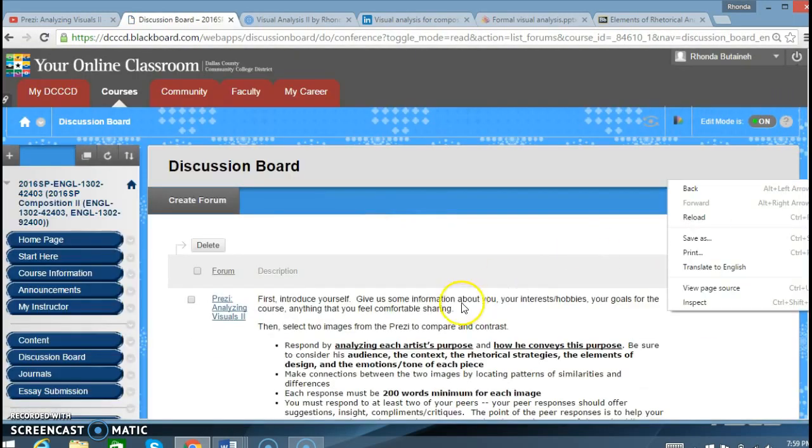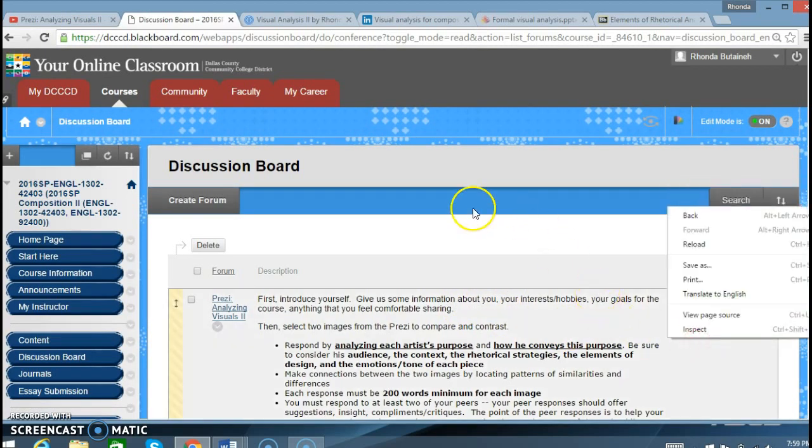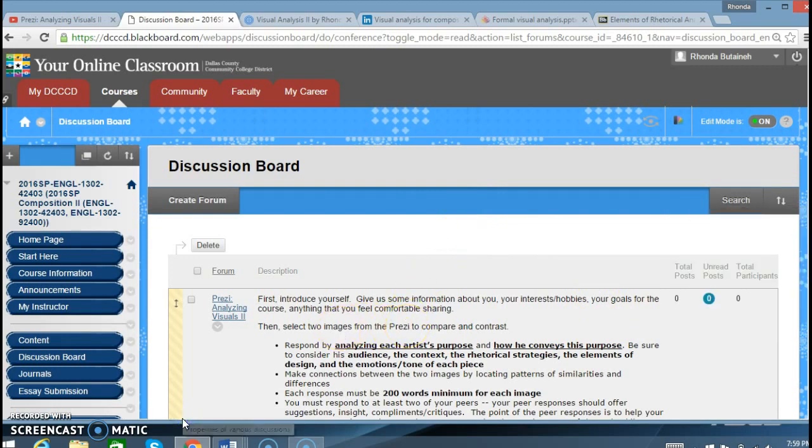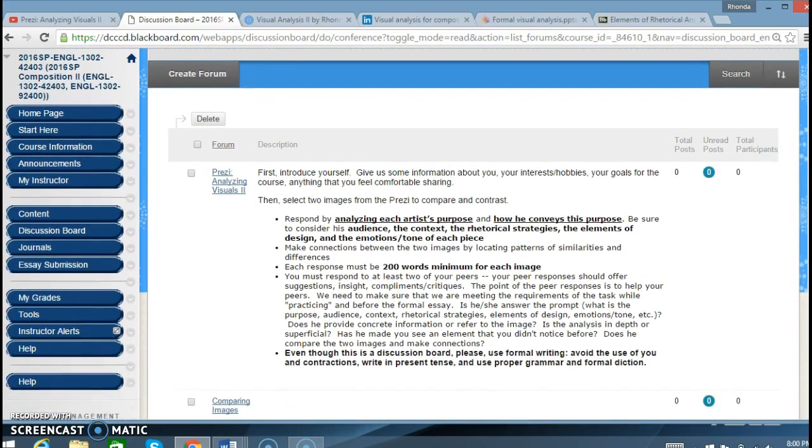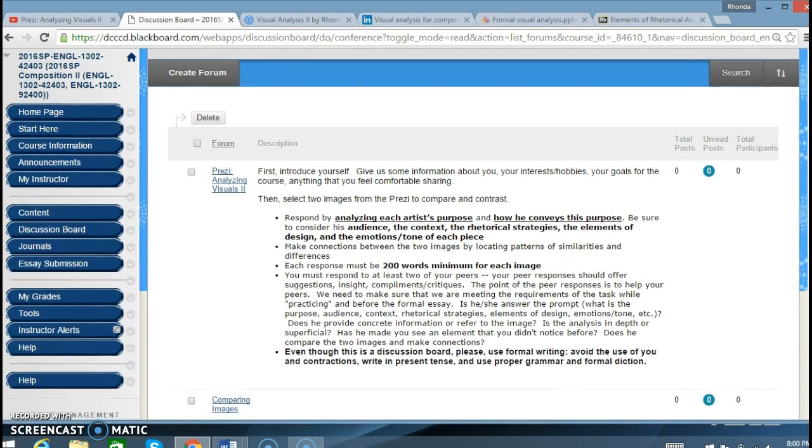It says first, introduce yourself, give us some background information about you, whatever it is you're willing to share. And then you'll select two images from the Prezi, and you respond by analyzing the artist's purpose in each. Okay, how does he convey his purpose? Who's the audience? What's the context? What are some of the elements of design and rhetorical strategies? Basically, try to answer the questions of rhetoric, the 5 main questions of rhetoric.